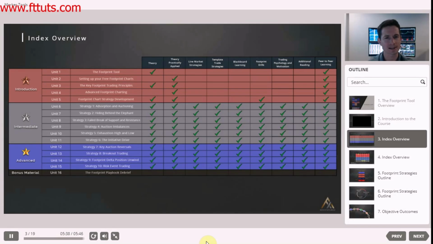how I would apply my understanding to the Footprint tool. And do note, guys, this is exclusive material only. It will only be for the Footprint subscribers.